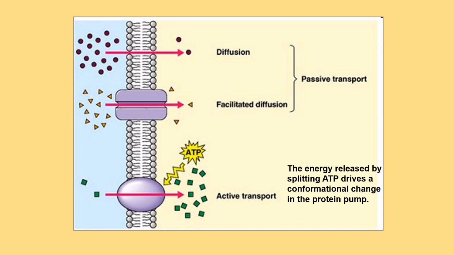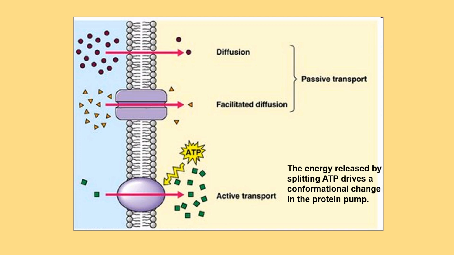Facilitated diffusion also moves substances downhill, or down its concentration gradient, from an area of high concentration to an area of low concentration, only now a membrane protein is required, a transmembrane protein. And looking below at that oval purple transmembrane protein, that's a pump, and it's responsible for active transport.